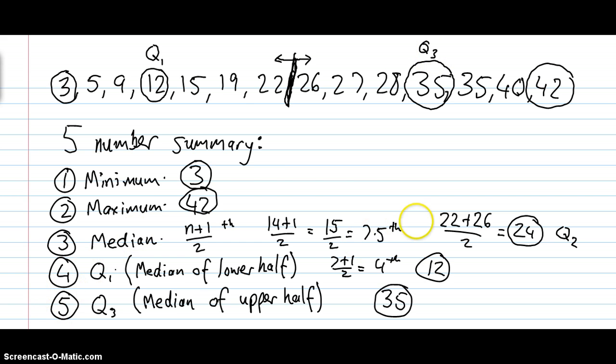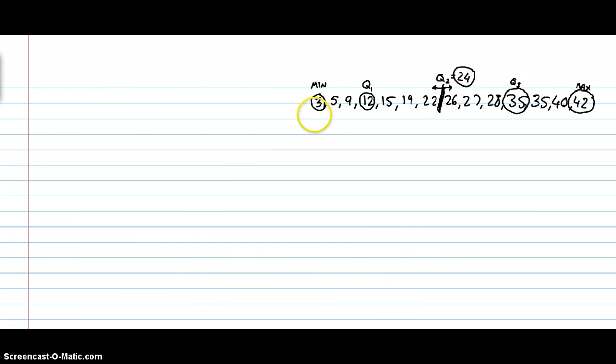Now that we've got our 5-figure summary, minimum 3, maximum 42, median or Q2 is 24, Q1 is 12, and Q3 is 35. Now that we've got those values, we've got everything we need to construct our box plot. Okay, so here's our data up here in the corner, and we're going to put our box plot here.